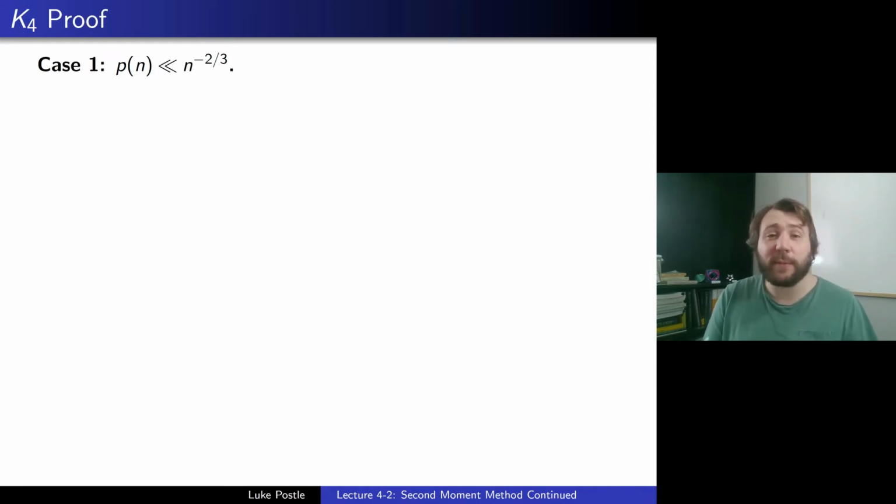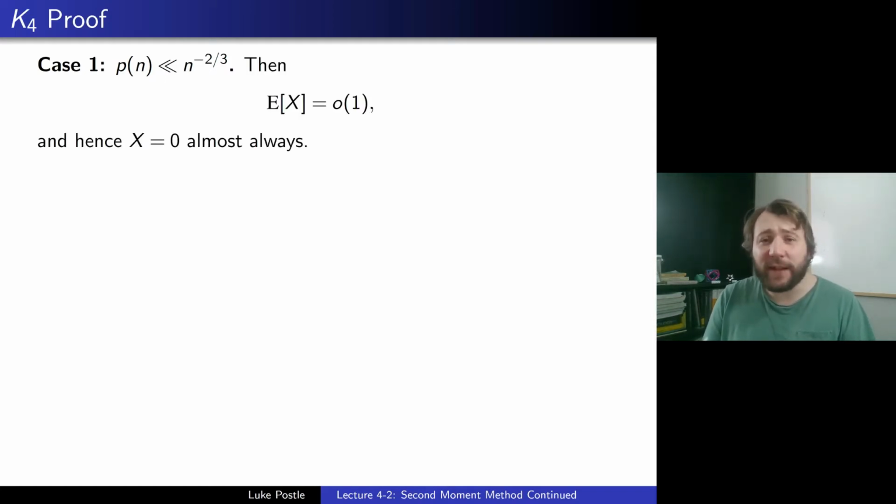So for our first statement, we consider when p(n) is much, much smaller than n to the minus 2/3. Well then, E[X] is little o of 1, and hence X equals 0 almost always. If you look at that n to the 4th p to the 6th, you'll note that number is much, much smaller than 1, given the assumption. And so via the first moment method, Markov's inequality, we just know that X actually has to be 0 almost always, since again, X is integral. All right, so we've done that.